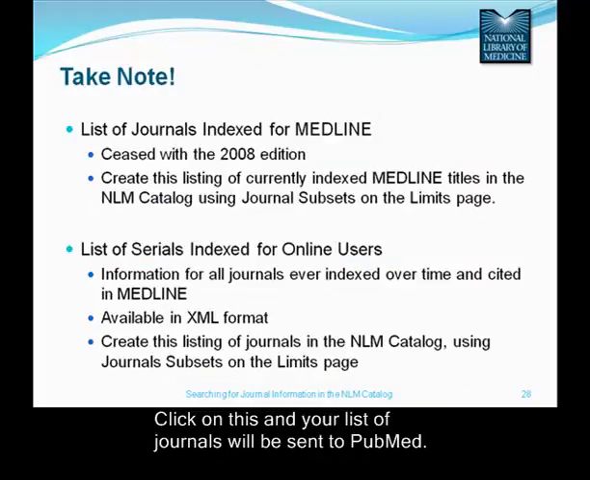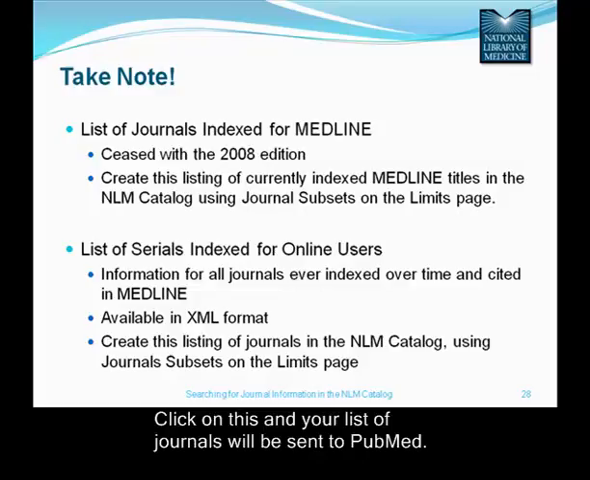A couple things I wanted to note is that these two publications we used to create in a print version. And now you can create these publications, or the equivalent of these publications, from the limits page in NLM Catalog. To do that, for the list of journals indexed for Medline, you would go to the limits page and choose the option currently indexed in Medline and run the search and create your list. This title ceased in the 2008 edition, so this is the only way to create this listing now.